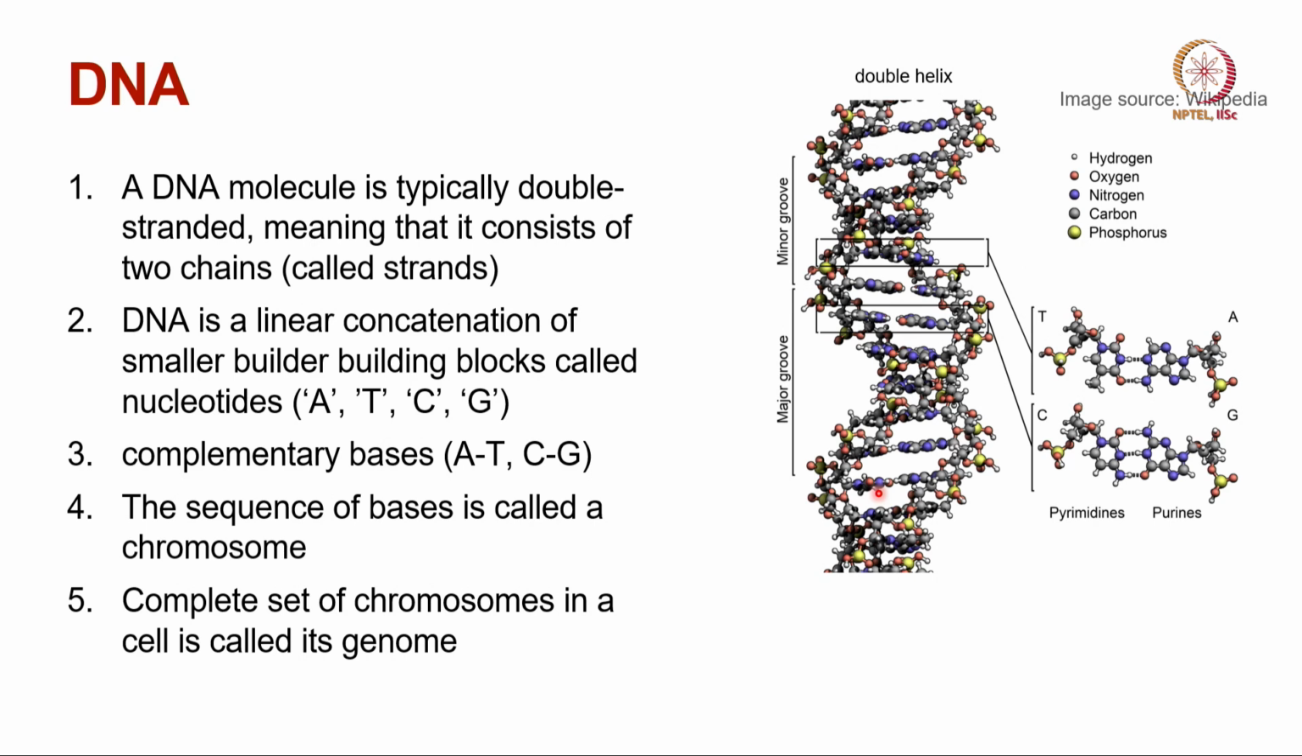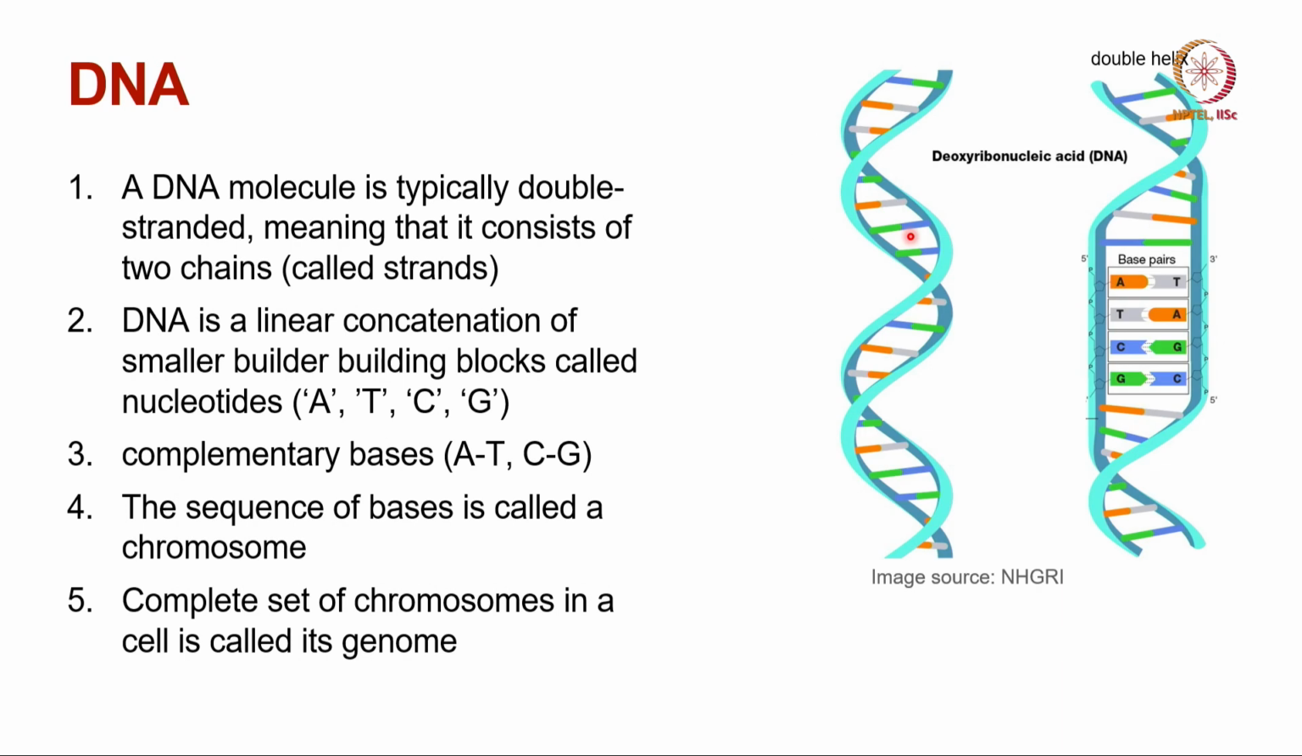So, first I want to tell what DNA is. A DNA molecule is typically a double stranded molecule, meaning that it consists of two chains. These two chains are present in a double helix like structure, as you can see on the right. Each chain is composed of 4 types of nucleotides: adenine, thymine, cytosine and guanine. Because this molecule is formed of only 4 types of nucleotides, I can simplify this picture and represent the DNA as a sequence of A, T, C and Gs.